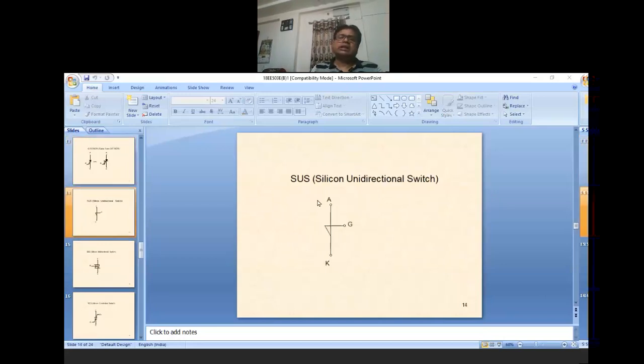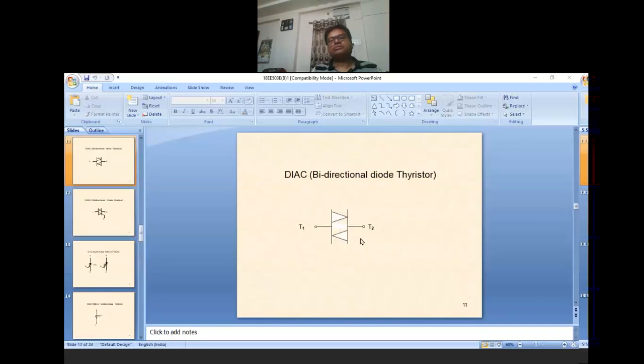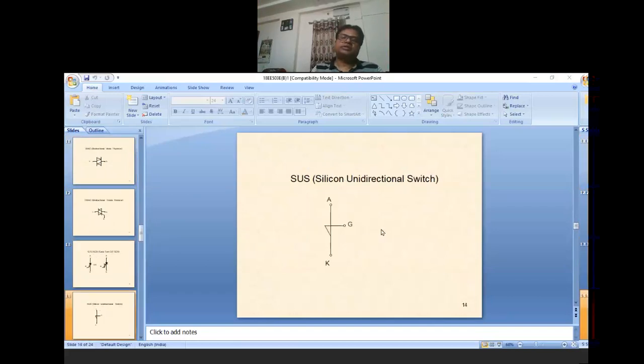The next one is SUS, silicon unidirectional switch. When compared to other thyristor family devices, it is another thyristor family device having three terminals and four layers, but it can conduct only in one direction and will be having similar characteristics to a diode. That is why it is shown with only one half of the diac symbol.